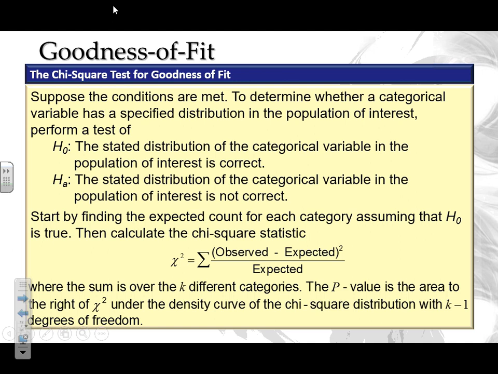Once we know the chi-square value, here's the part you probably do want to make sure you write down. So if we have k different categories, so however many categories happen to be in this specific problem, the p-value, that's the piece we definitely want to make sure we get to. The p-value will be the area to the right of the chi-square value. So the p-value will be the area to the right of the chi-square statistic under a chi-square distribution with k minus 1 degrees of freedom. So the number of categories minus 1.